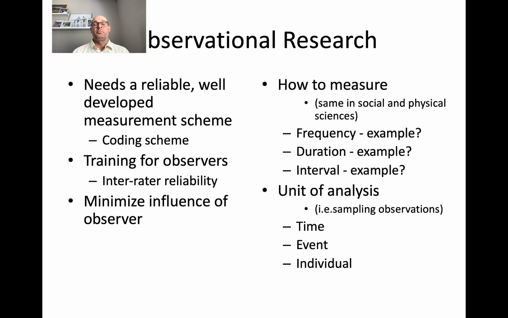Then we have to figure out units of time. Like how often are we sampling? Are we sampling individual events? Are we sampling a time frame? Are we sampling individuals or groups of individuals? Or how often a group of individuals does a certain thing? All that stuff has to be really clear in observational research so that we know what information we're gathering and what we can use that for.